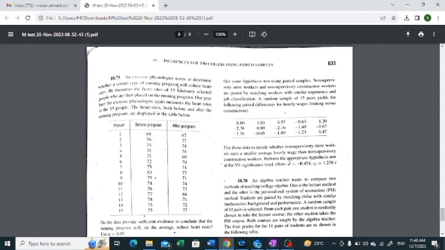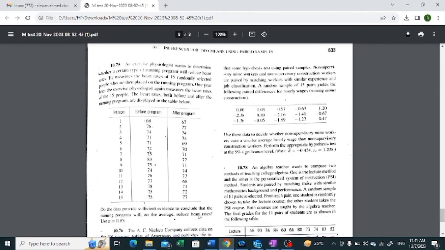An exercise physiologist wants to determine whether a certain type of running program will reduce heart rate. He measures the heart rates of 15 randomly selected people who are then placed on the running program. 1 year later, the exercise physiologist again measures the heart rates of the 15 people. The heart rates both before and after the running program are displayed in the following table. Do the data provide sufficient evidence to conclude that the running program will on the average reduce heart rates?